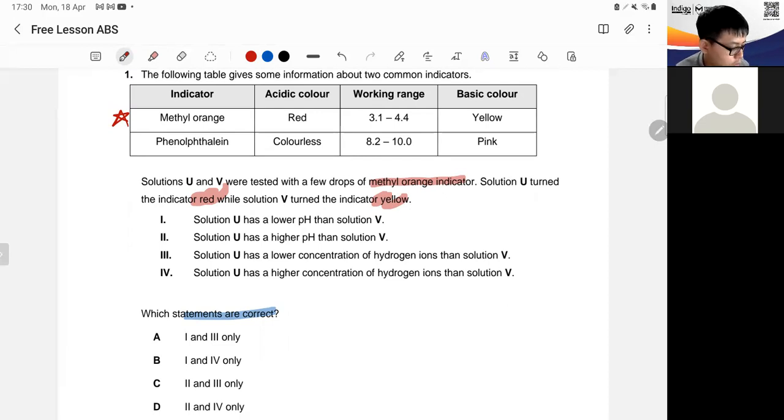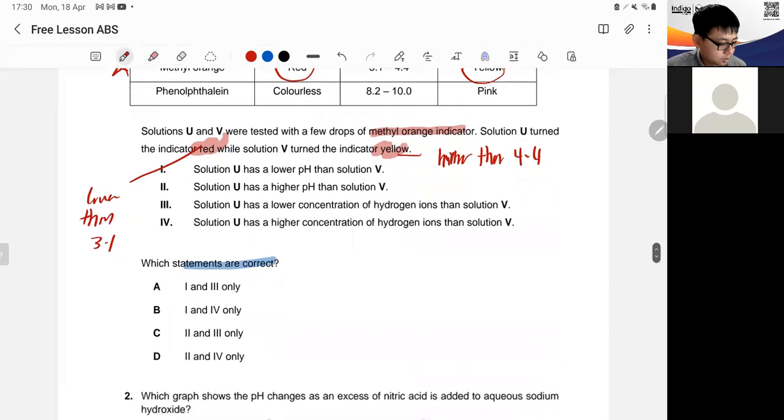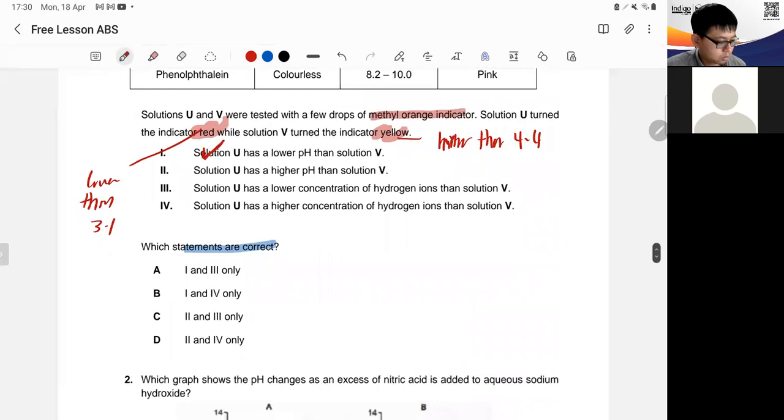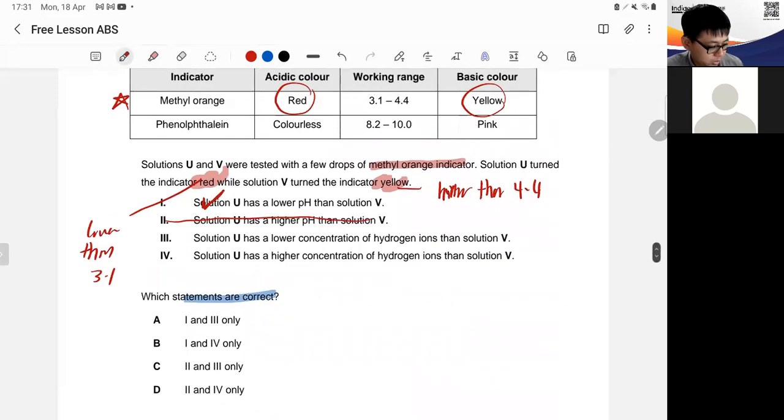Methyl orange is red in acidic, yellow in basic. So if V turns yellow, it means this is the basic color, which is pH higher than 4.4. If it's red, it's probably lower than 3.1. So does solution U have a lower pH than solution V? Yes, true. If 1 is true, then 2 is false, because it can't be both higher and lower. So this is gone.